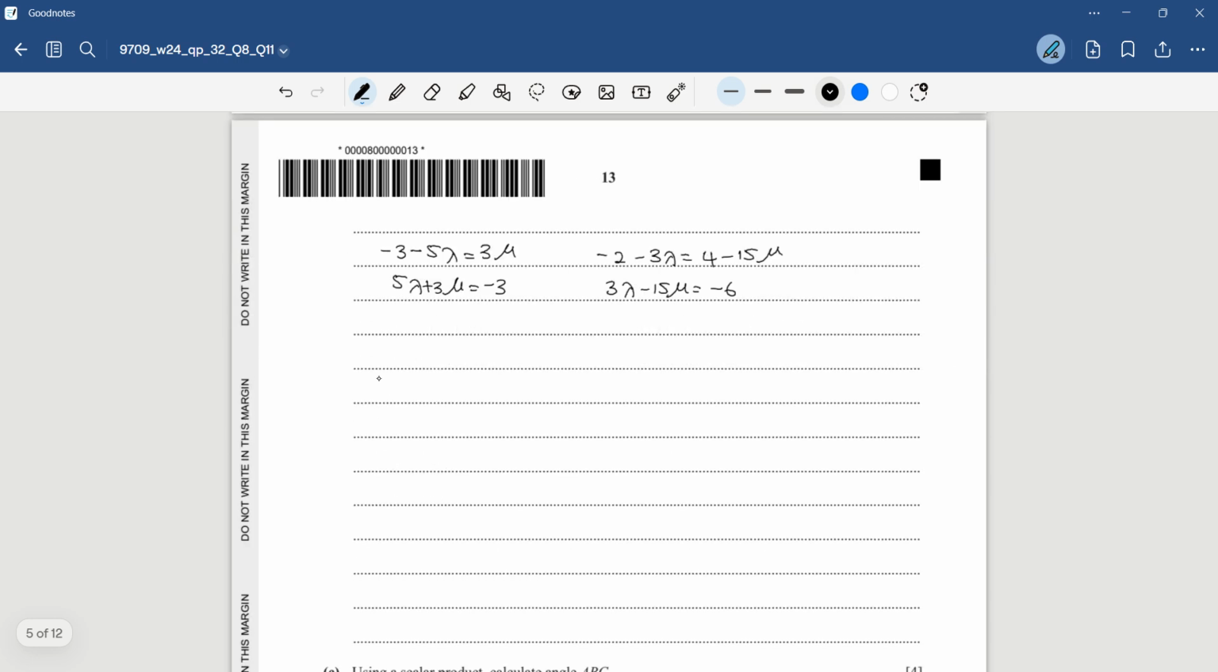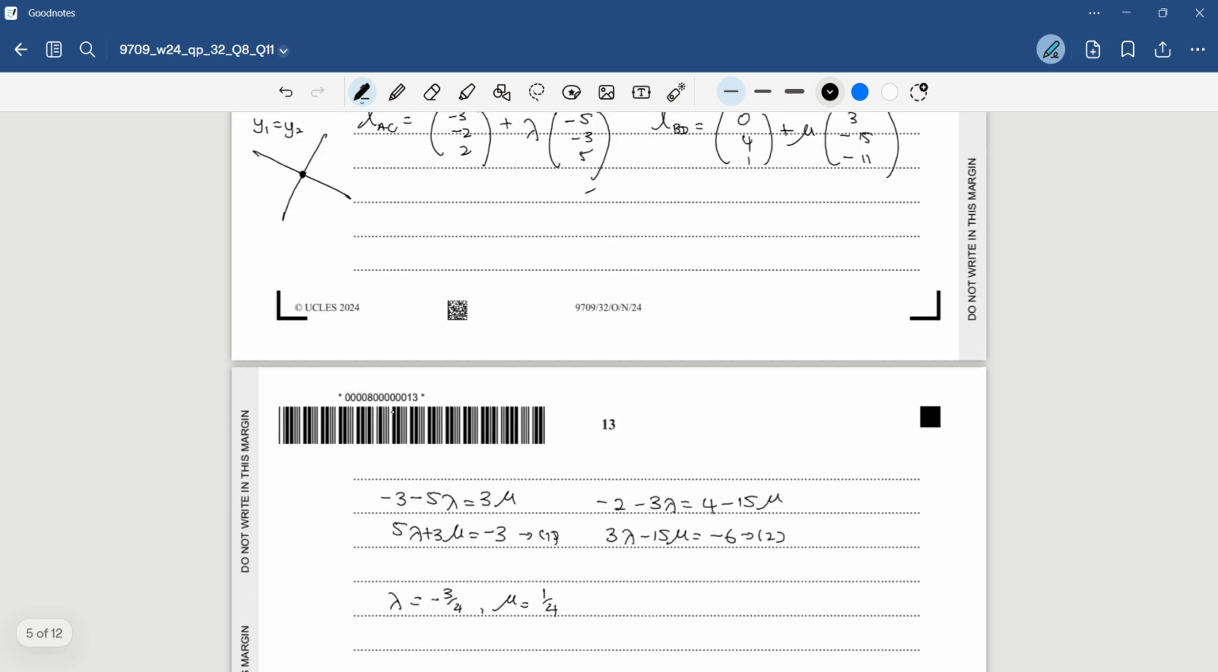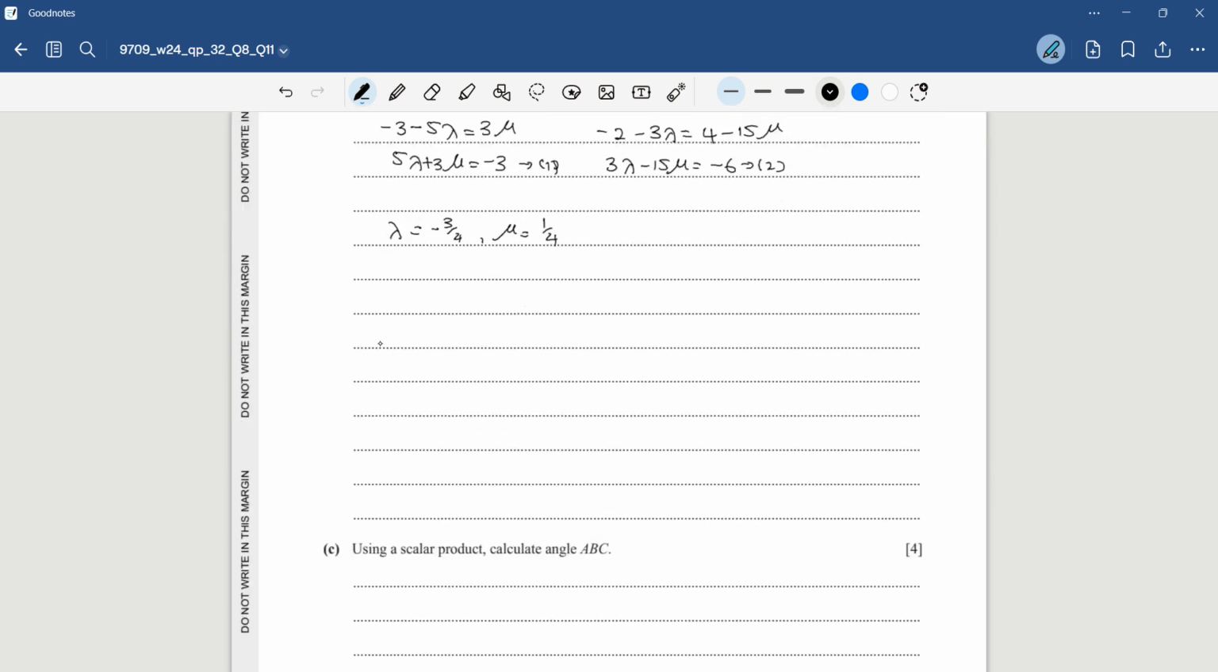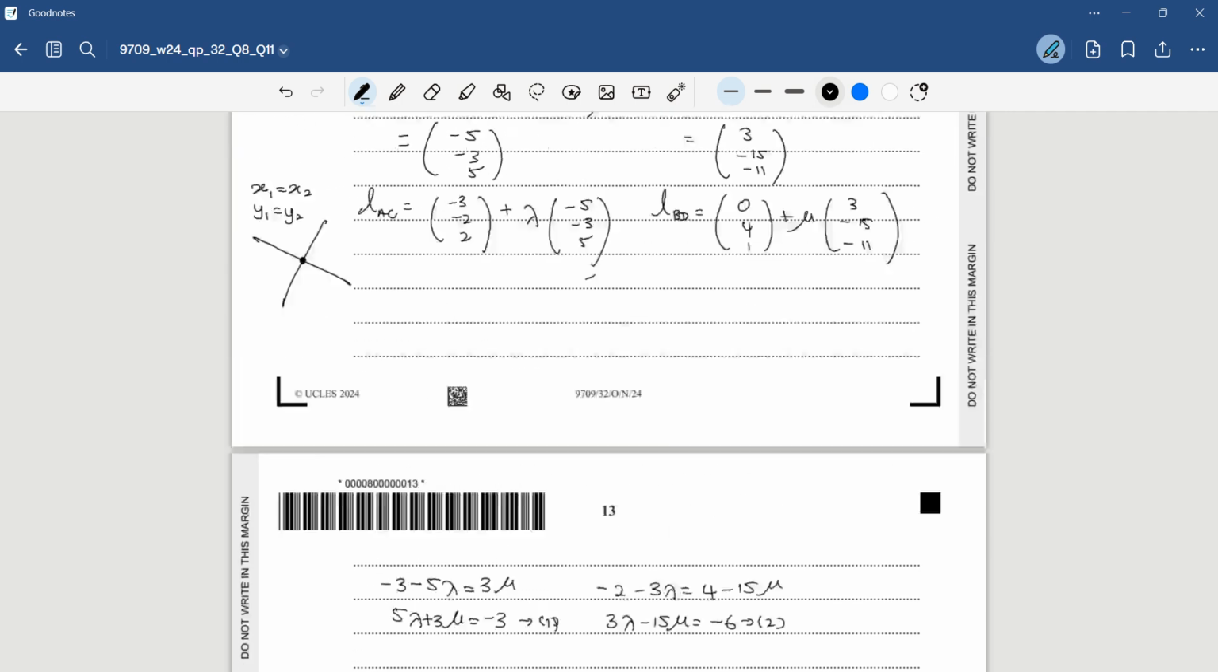If you solve this simultaneous equation, equation number 1 and equation number 2, you'll get lambda equal to negative 3 over 4 and mu equal to 1 over 4. You can use either one, 3 over 4 or 1 over 4, to substitute and get the answer. So it's going to be my coordinate P.